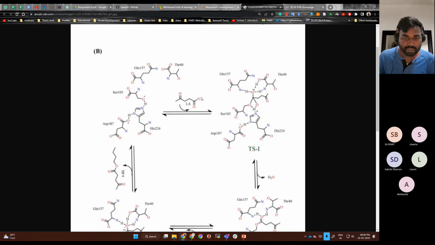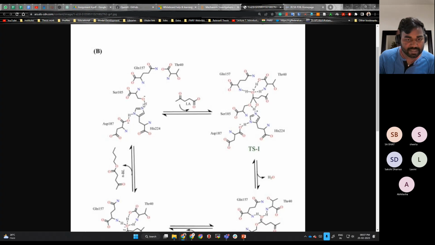So when the first substrate comes, which is levulinic acid, it makes the first transition state at the anionic hole. Here, what is the role of aspartic acid? It abstracts the hydrogen of this histidine and creates a nucleophilic site on the serine 105. The aspartic acid abstracts the hydrogen from this conjugation of histidine 224. Then this generates a charge on this particular nitrogen of histidine.